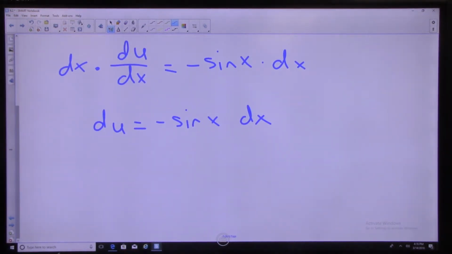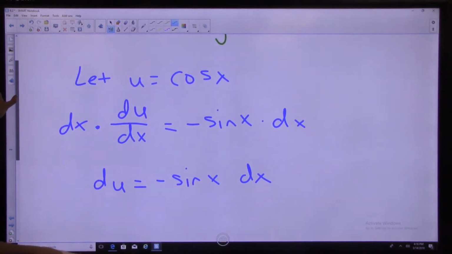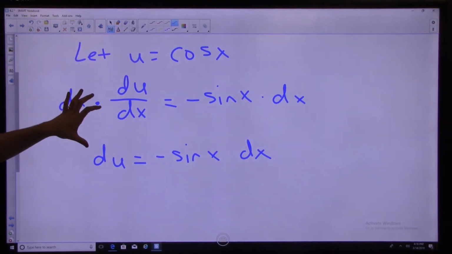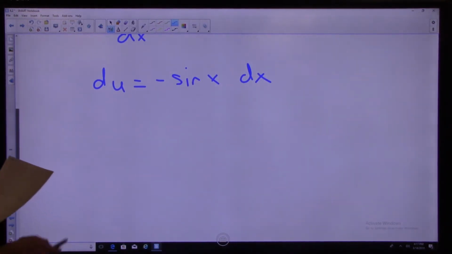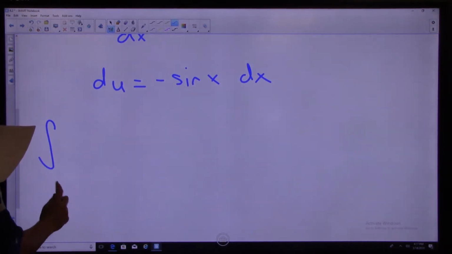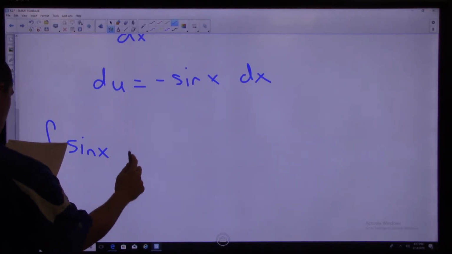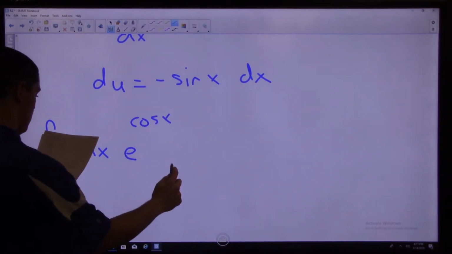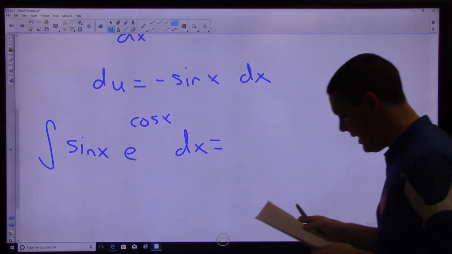So let's keep it going. Stick with it. I'm going to come back to what we just did up here. We're going to kind of shift gears, but I'm not going to forget about this stuff we worked on. I'm going to shift gears, and now I'm going to rewrite this integral. So again, the integral that we have is the integral of sine x, e to the cosine x dx, and that is going to equal.